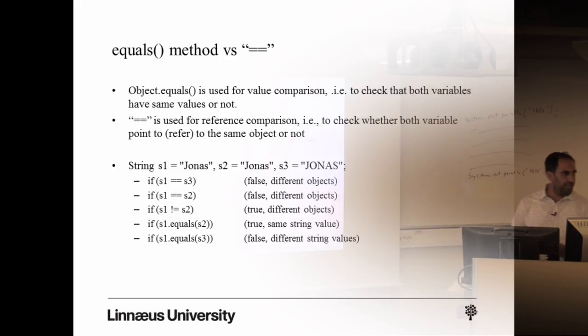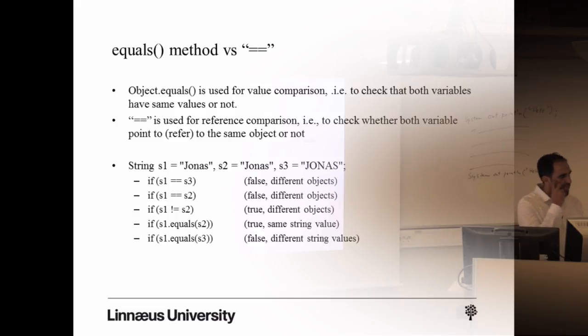We also need to know the difference between the equals method provided by java.lang.Object and the comparison operator. The difference between the two is that the Object.equals method is used for value comparison, to check whether both the variables have the same values or not.